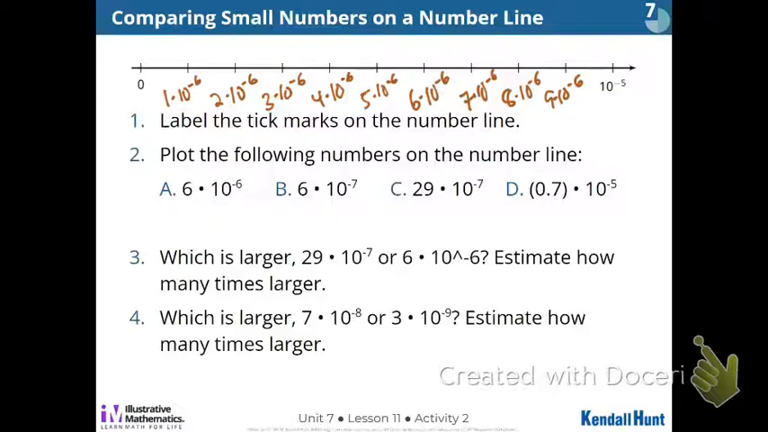6 times 10 to the negative 6. I'm feeling all right with finding that one. You guys feeling all right with that? Right there? There's my 6 times 10 to the negative 6.